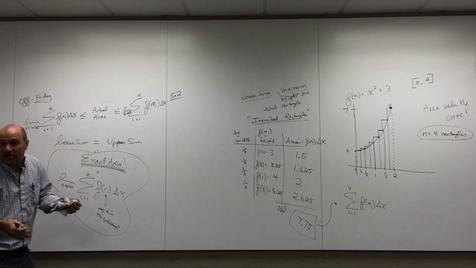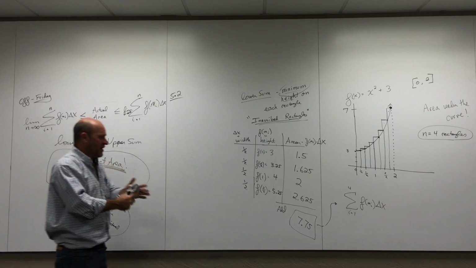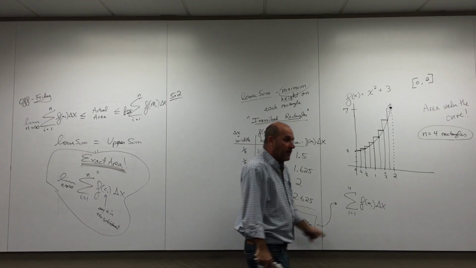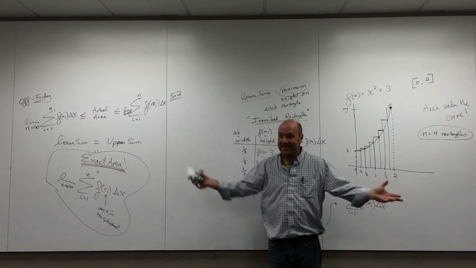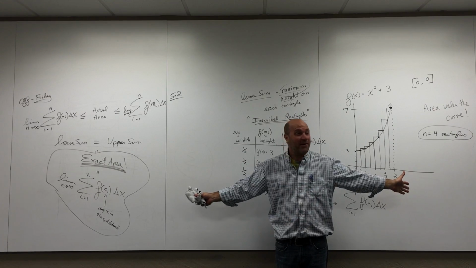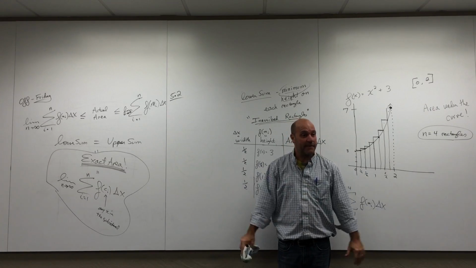This game started off as an error problem. Oh, there's tons of error. This is an estimate. This is an estimate. It's tons of error. But when you do this, there ain't no error. It's gone. It's exact area.